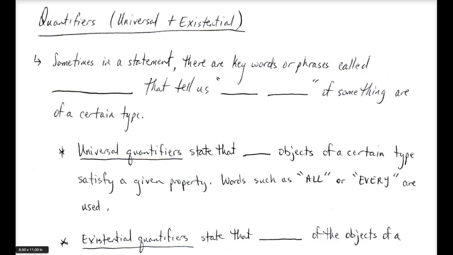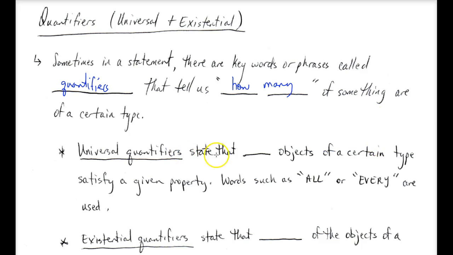All right, so to conclude this video, I wanted to touch a little bit on quantifiers. We know that sometimes in a statement there are keywords or phrases called quantifiers that tell us how many of something are of a certain type. So in this first blank here, we need to have quantifiers, and it tells us how many of something are of a certain type. Now we have two types of quantifiers. We have universal ones and we have existential ones, depending on how you want to say that word.